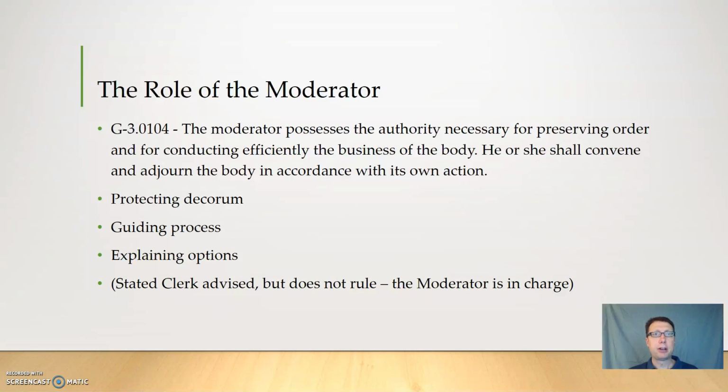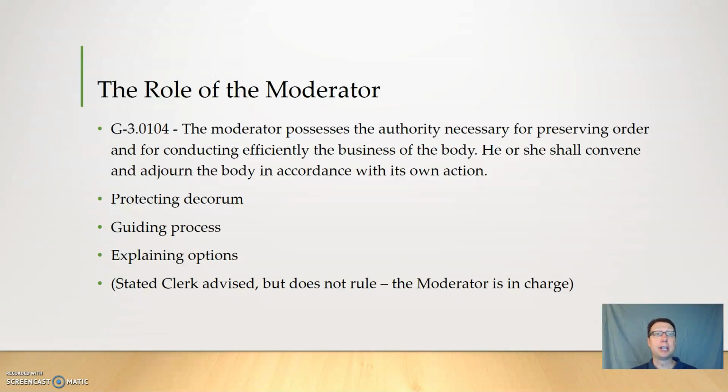In Robert's rules, the moderator is key. Our Book of Order says that the moderator possesses the authority necessary for preserving order and conducting efficiently the business of the body, and shall convene and adjourn the body in accordance with its own action. In other words, the body gets to decide to be convened and to adjourn. What Robert's Rules says is key for a moderator is we protect decorum, and that means that we help people act well. So some things that go on in more formal settings of Robert's Rules are people address the moderator and not one another, and that is to help keep emotion down and keep people focused on the issues.